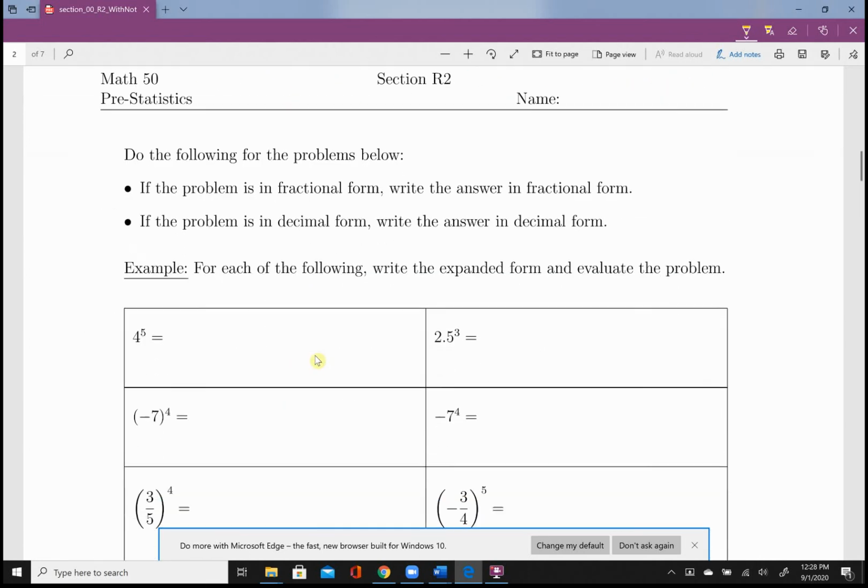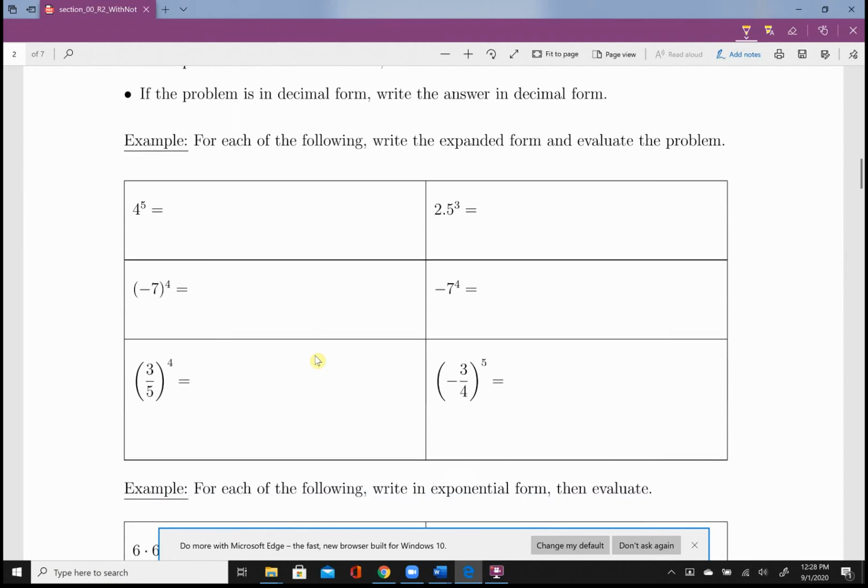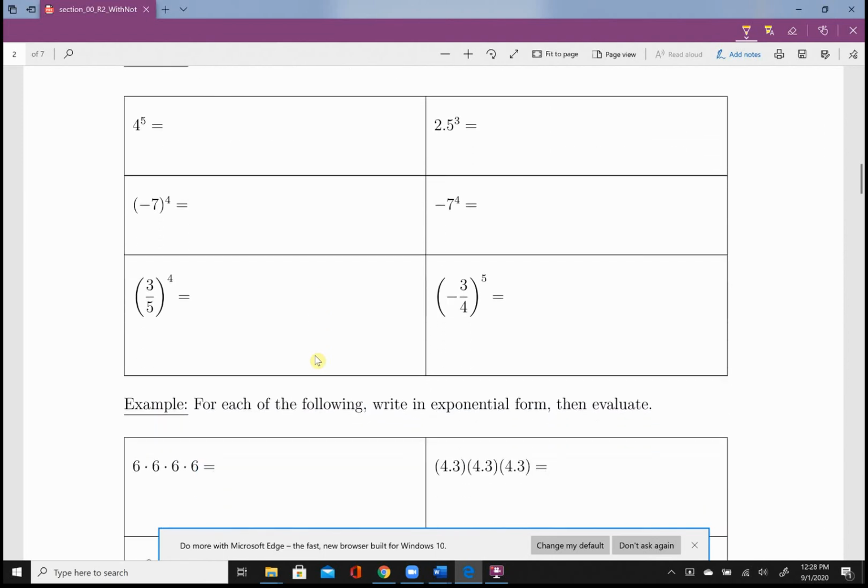We're going to do the following problems below. If the problem is in fractional form, write the answer in fraction form. If the problem is in decimal form, write the answer in decimal form. Okay, so more examples. Let's go ahead and just knock these out. And we can just plug these into our calculator. In fact, I recommend that we do that.